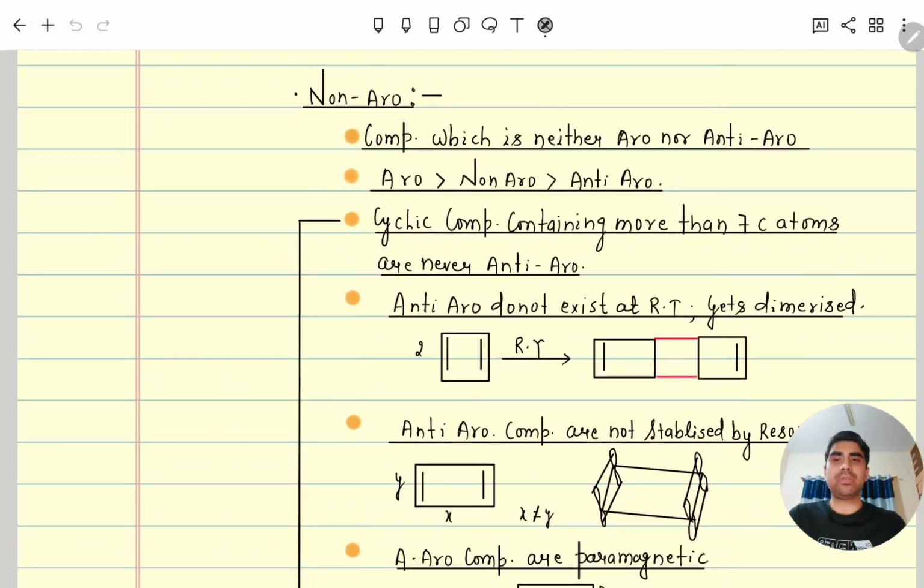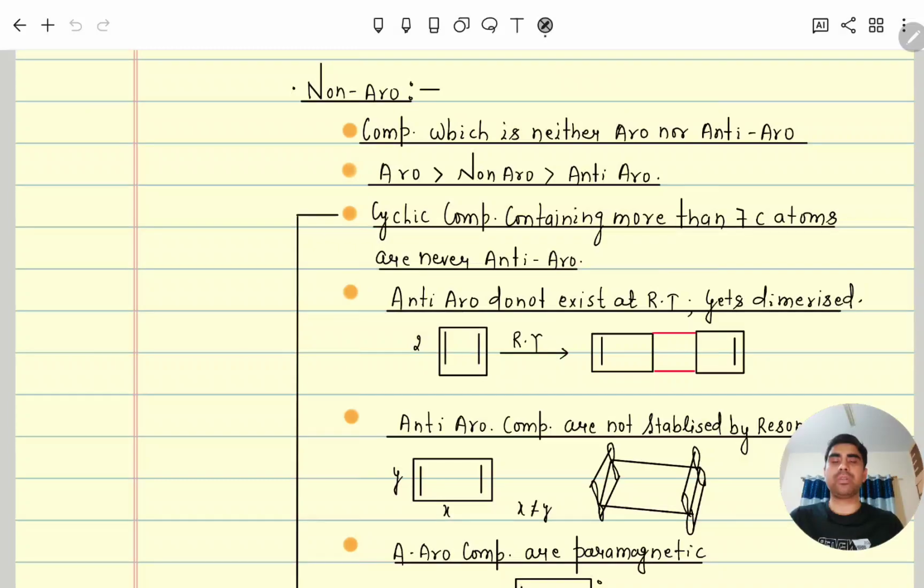Non-aromatic means those compounds which are neither aromatic nor anti-aromatic. Those compounds are non-aromatic. Stability: most stable is aromatic, then non-aromatic, after that anti-aromatic.